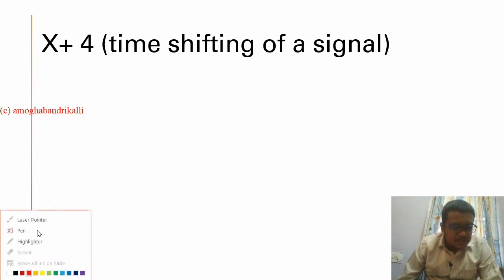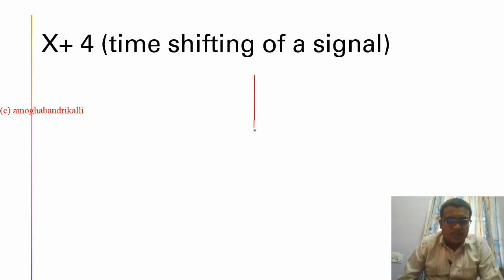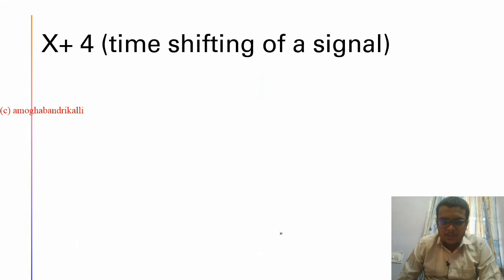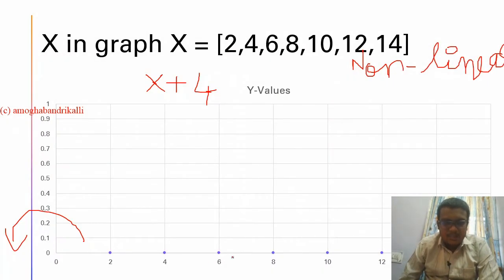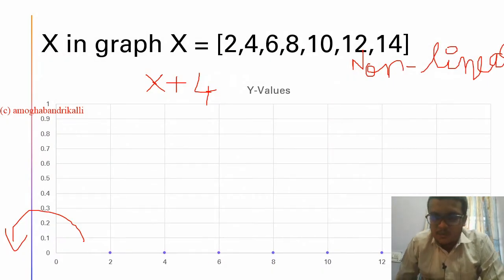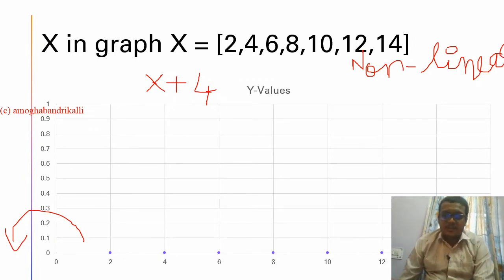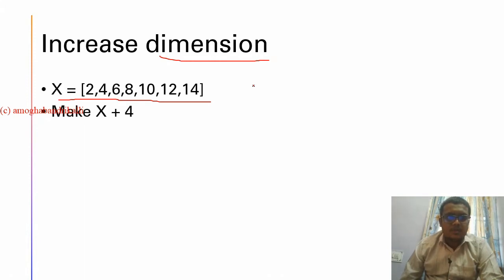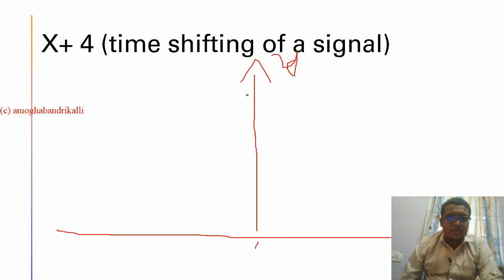So I am just taking a pen. So I am marking the y-axis here and the x-axis. So y-axis, so 0th point. So the points here you can see 2, 4, 6, 8, 10, 12, 14. So these values should be shifted by 4 towards the left side. Okay, that is what we are going to write here.